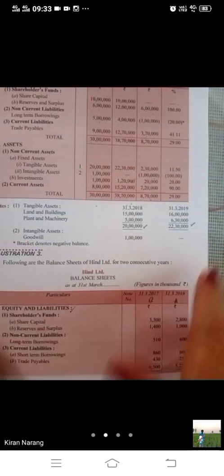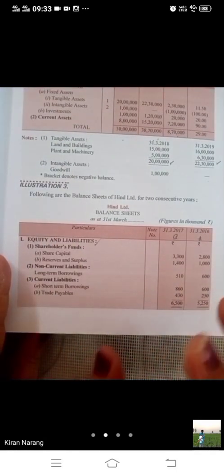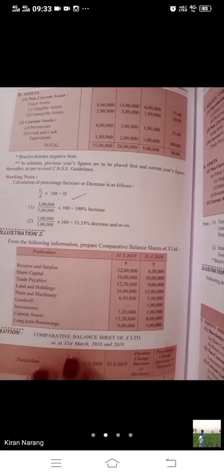Any doubt, bache? If the question is given in the format shape, then it's okay. But if it is not given in the shape of format, if the subheads are given to you, then first of all you have to make the format. So you should know how to prepare the format.